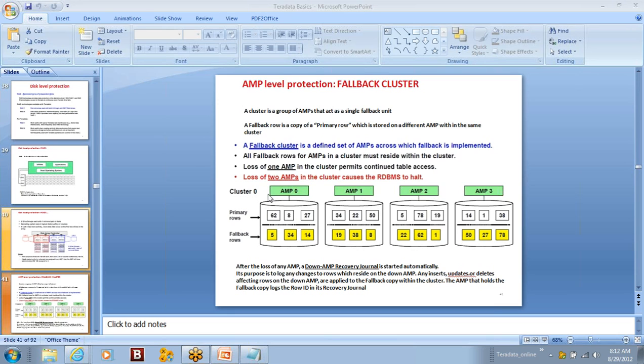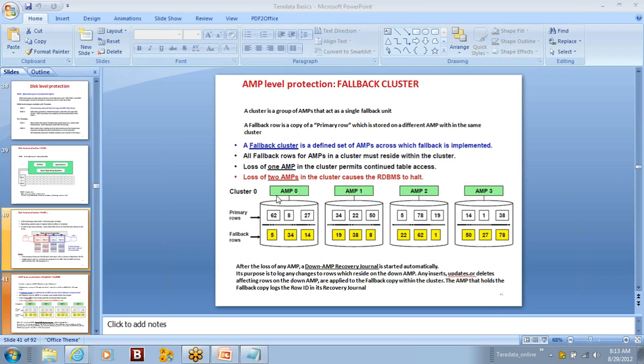Whenever an AMP fails, all other active AMPs start noting down all the transactions which happen on the failed AMP's data. That process is called the down AMP recovery journal. During the absence of one AMP, all other AMPs write all the transactions that may happen on the failed AMP's data into a journal called the down AMP recovery journal. Whatever transactions happen on its primary data or in its fallback data, they note down in the journal called down AMP recovery journal.